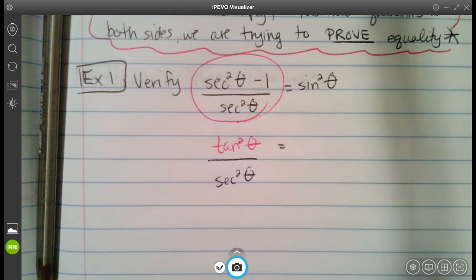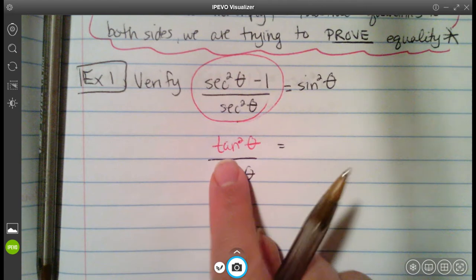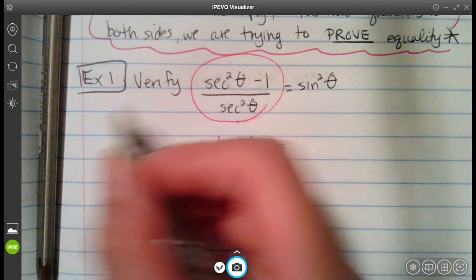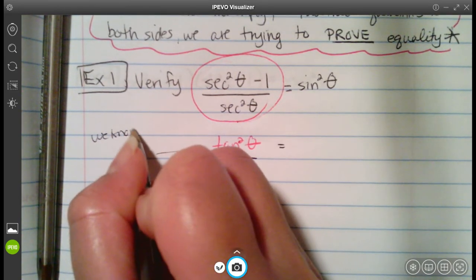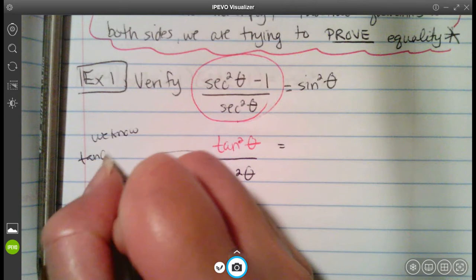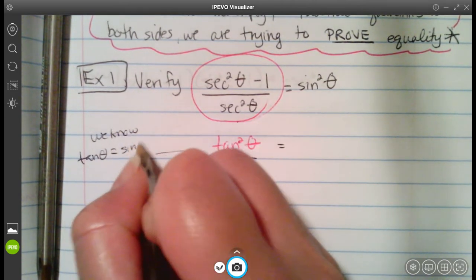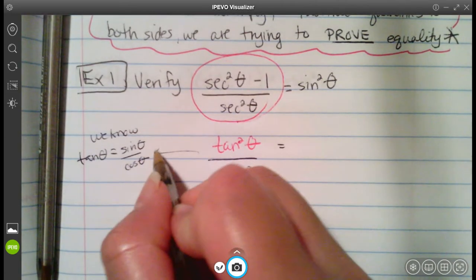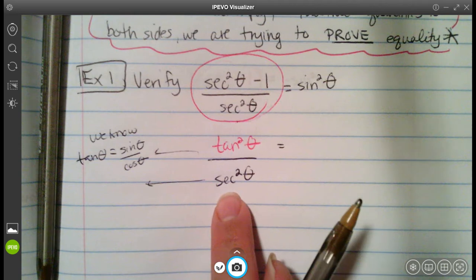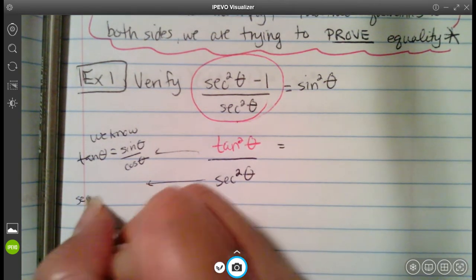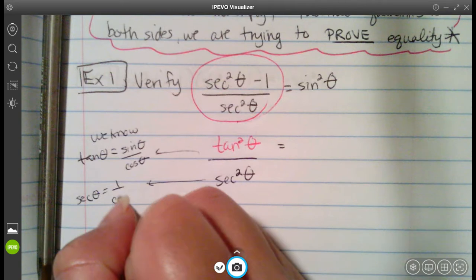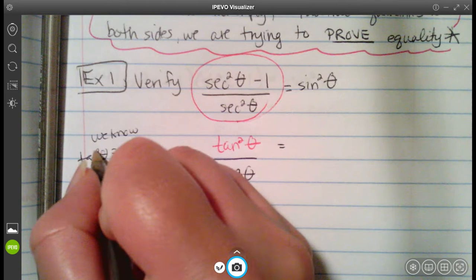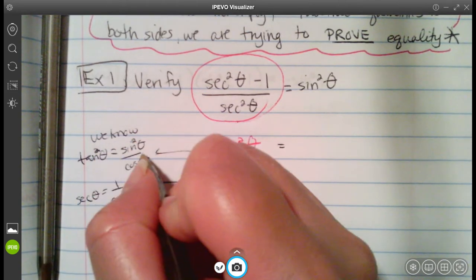Well, not much yet, but I also know that tangent of theta is equal to sine over cosine. And I also know that secant theta is 1 over cosine theta. Now I know that they're both squared. That doesn't really change anything; all it's going to do is I can put a square on all of these. It's the same thing.